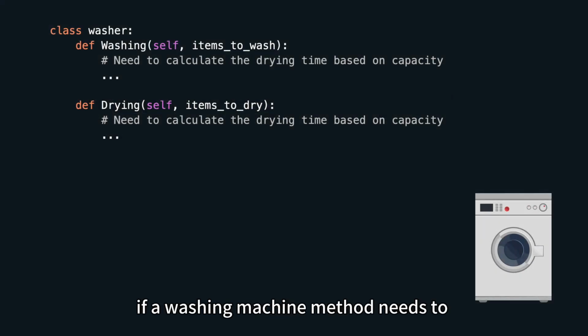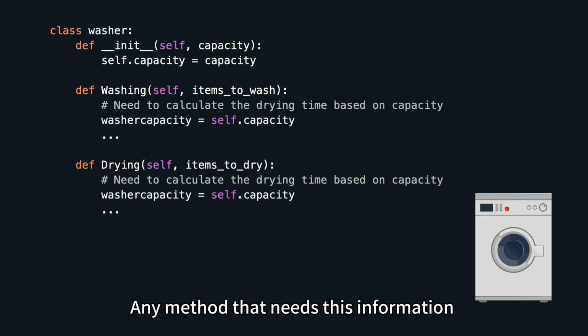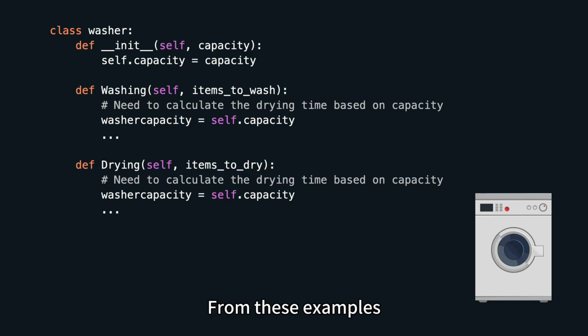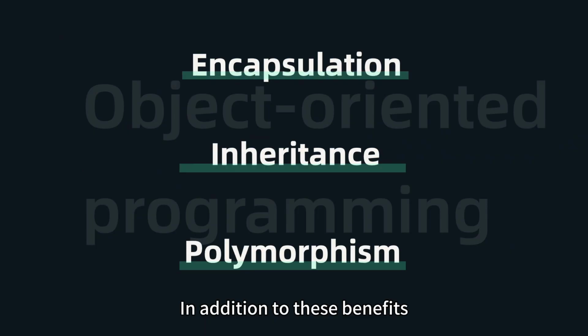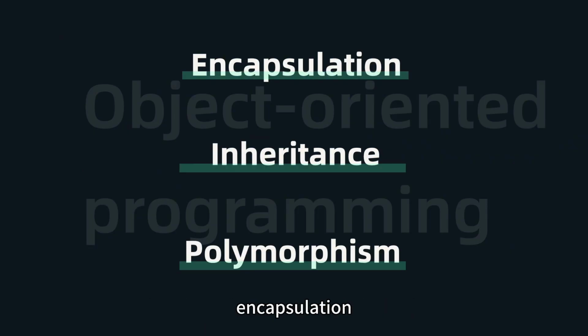For example, if a washing machine method needs to know the machine's capacity, capacity can be set as an attribute when the object is created. Any method that needs this information can access it directly as an attribute, without requiring it to be passed in as a parameter. From these examples, we can see that when logic or information becomes complex, OOP helps keep things clearer and more organized. In addition to these benefits, OOP has 3 frequently mentioned features: encapsulation, inheritance, and polymorphism.